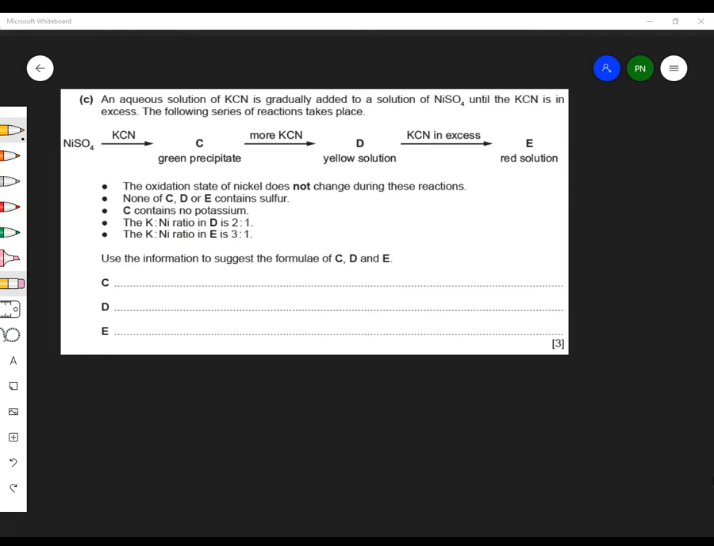This is, let's have a look. This is 2018. This is the March paper. Interesting. We don't see much of those. And it's question paper 42, and it's question 3, part C.